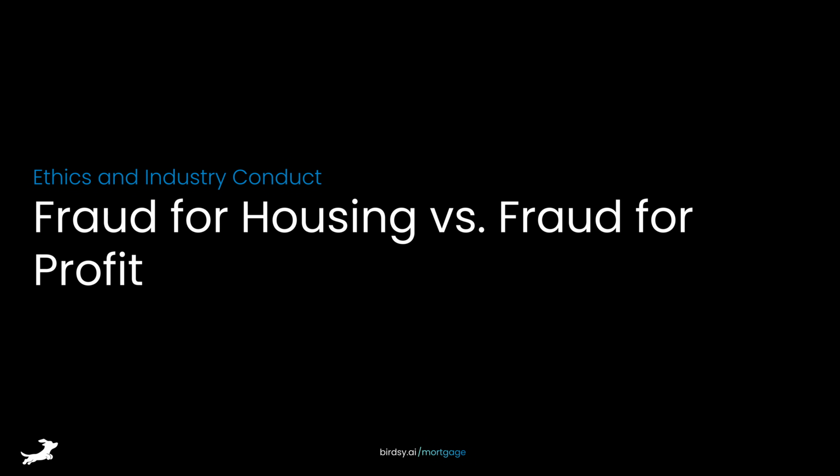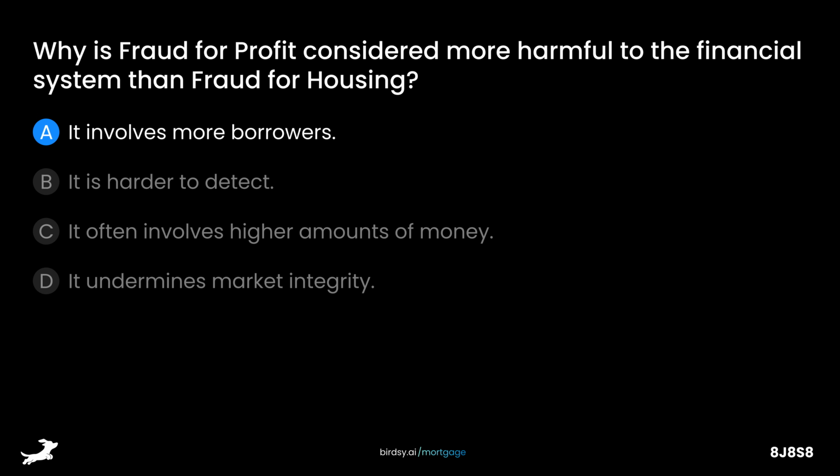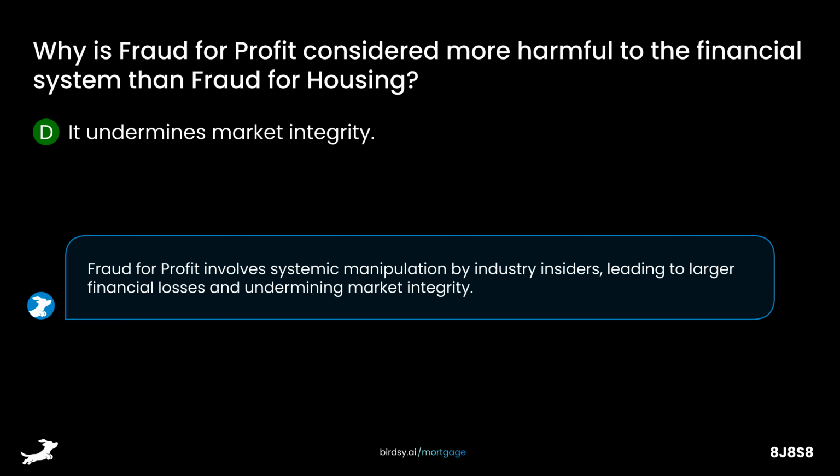Fraud for housing versus fraud for profit. Why is fraud for profit considered more harmful to the financial system than fraud for housing? Is it A, it involves more borrowers? B, it is harder to detect? C, it often involves higher amounts of money? Or D, it undermines market integrity? The answer is D, it undermines market integrity. Fraud for profit involves systemic manipulation by industry insiders, leading to larger financial losses and undermining market integrity.